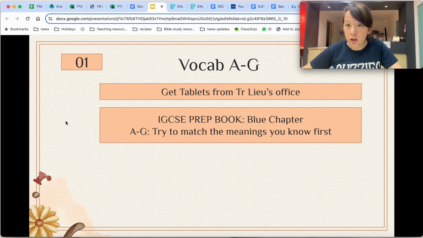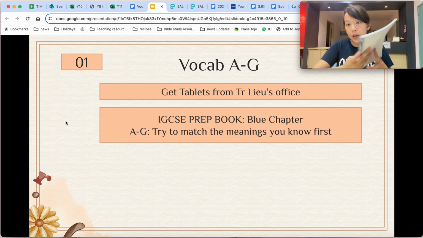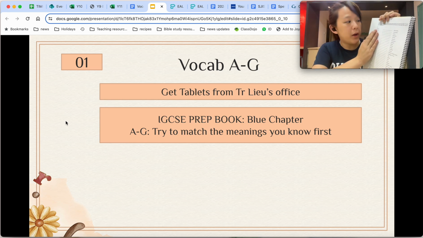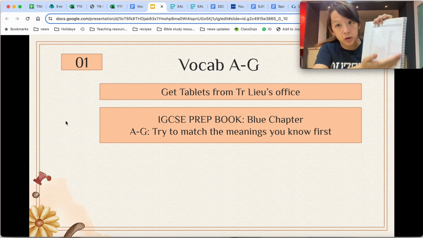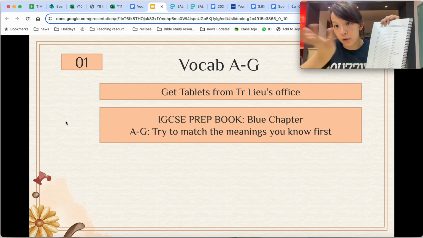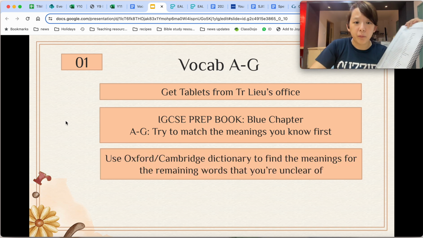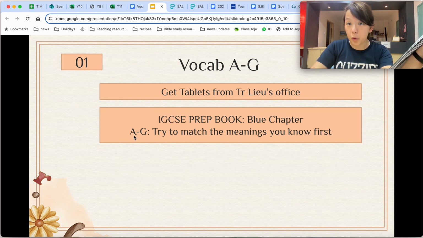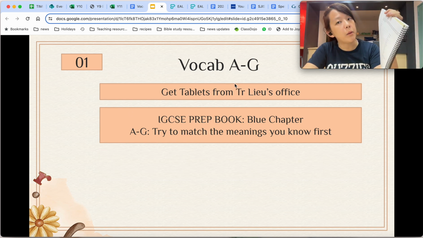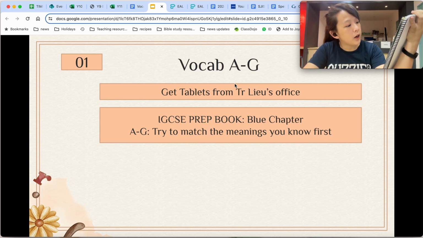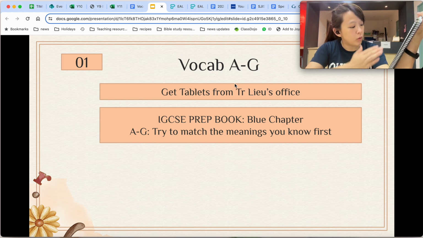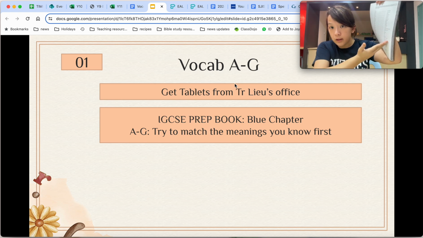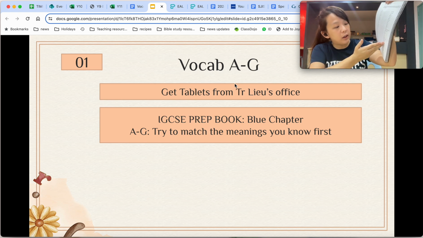Basically, you're matching it with the synonyms, okay? You're looking at the words on the left and the words on the right. You will match the words on the left with one of the words on the right. It's not in sequence, obviously, okay? So try your best to find the meanings that you know first. For example, looking at abandoned, I think I already know what abandoned means. So I'll just look at the words on the side and I see that abandoned means leave behind.